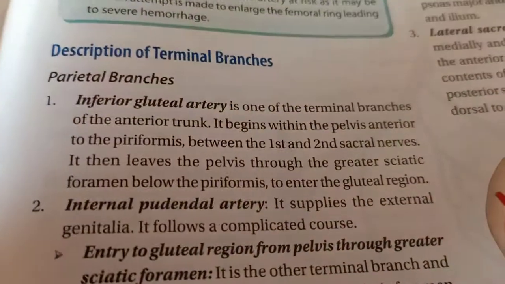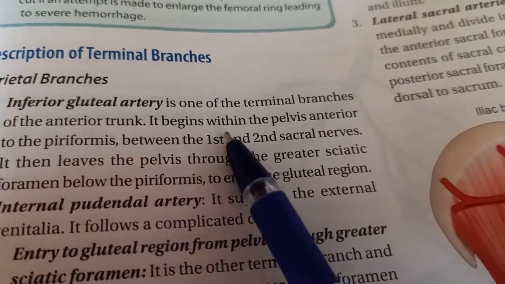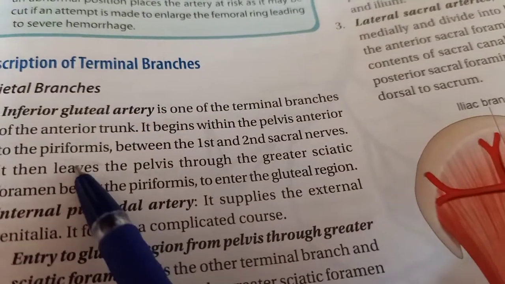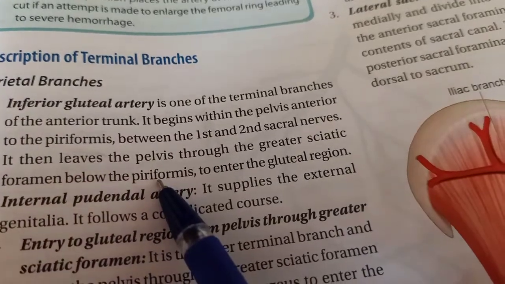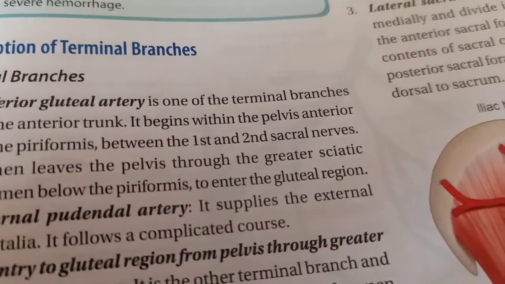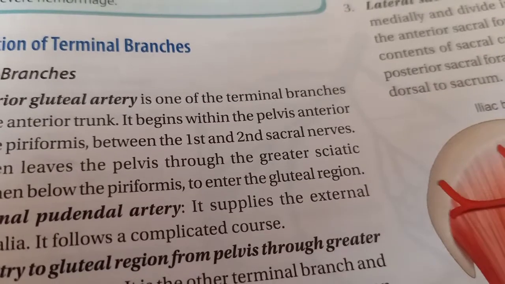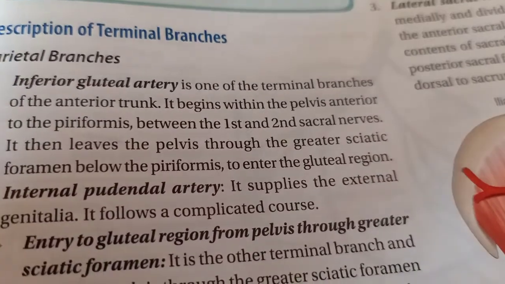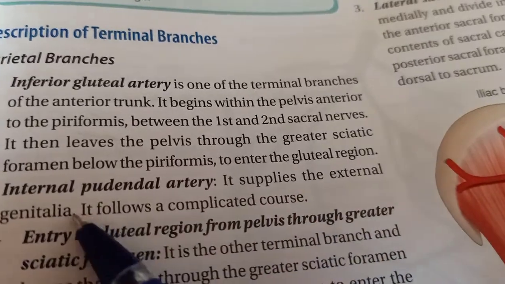So the inferior gluteal artery is one of the terminal branches of the anterior trunk. It begins within the pelvis, anterior to the piriformis, between the first and second sacral nerves. It leaves the pelvis through the greater sciatic foramina to enter the gluteal region. That is about the inferior gluteal.